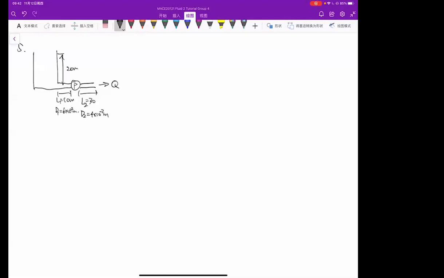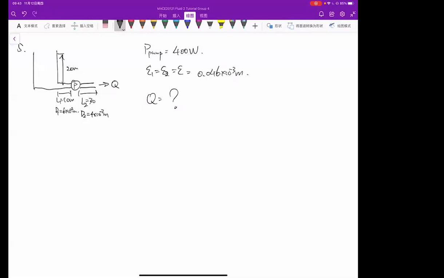We have a pump with an output power P of 400 watts. Both pipes have a roughness epsilon1 equals epsilon2 equals 0.46 times 10 to the power of minus 3 meters. It asks about the flow rate Q. This is fairly simple since the balance is quite straightforward.